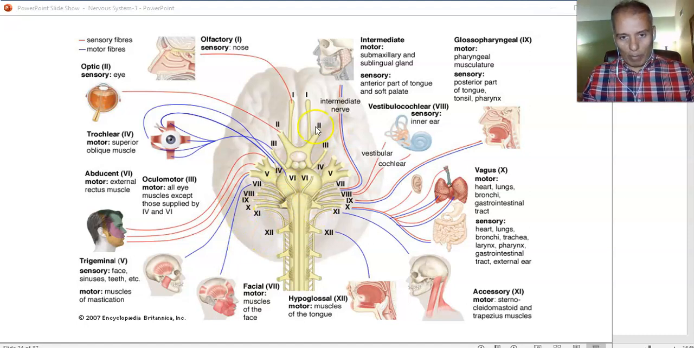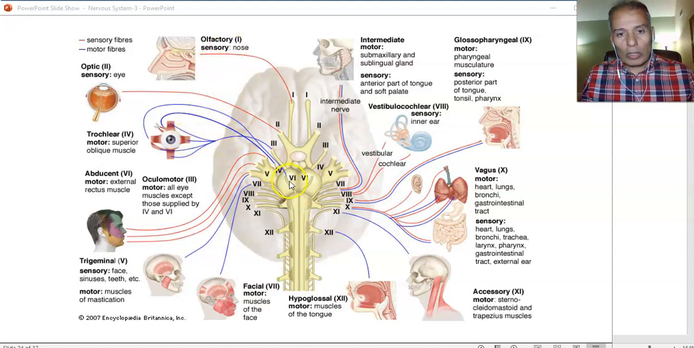So you could see them here. They are always labeled in Latin numerals from top to bottom. So the top one is the olfactory nerve, or sometimes called the olfactory bulb. That is for smell. The second, third, fourth, and sixth, all of these have to do with vision.